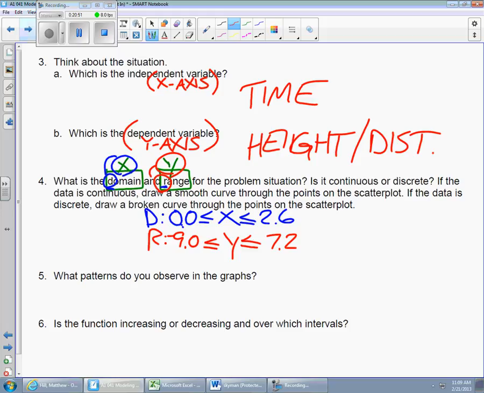Now, another question in number 4 here: is it continuous or discrete? This is a term we've talked about before. If you're new to class this semester, you may have forgotten this one somewhere along the way. Continuous or discrete. Does anybody remember the difference between those two words?